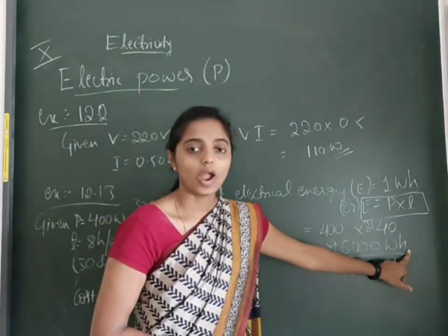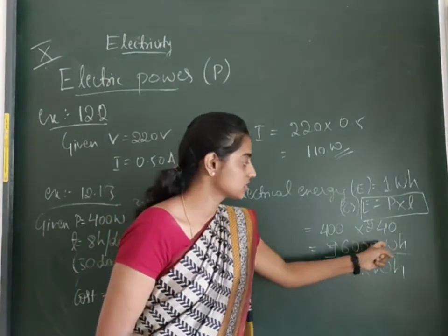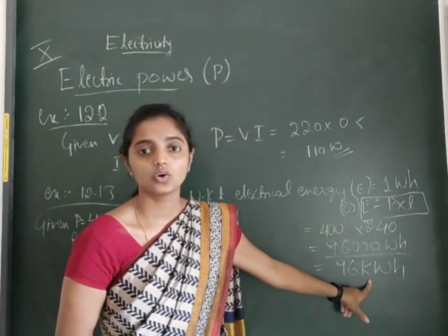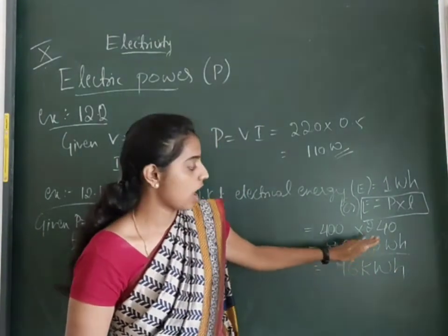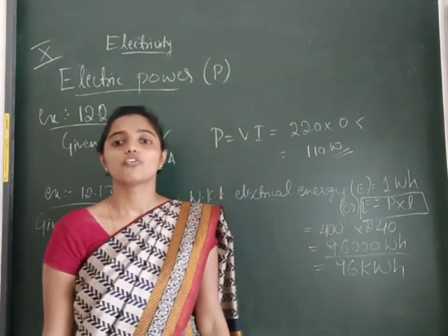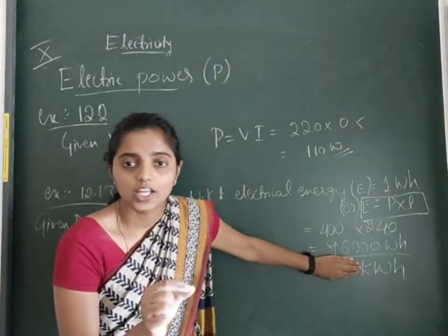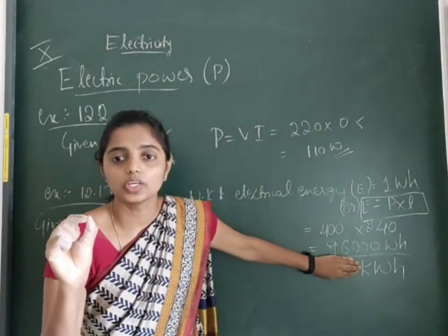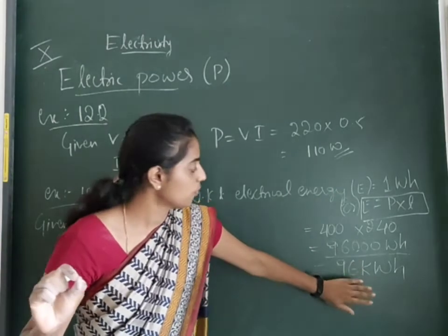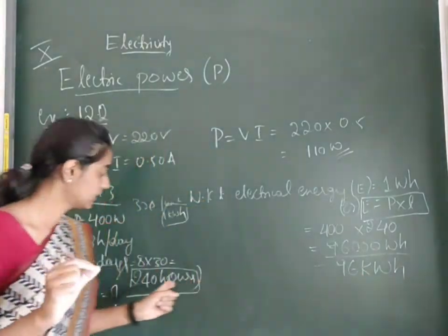And watt hour, I can convert this 96,000. That means this 1000 in terms of kilo now. Kilo gives 1000. So after this I need to modify in terms of 96 kilowatt hour. So this is nothing but what? 1 commercial unit. Kilowatt hour, 1 commercial unit or 1 unit of power. Now we got electric energy for 30 days.